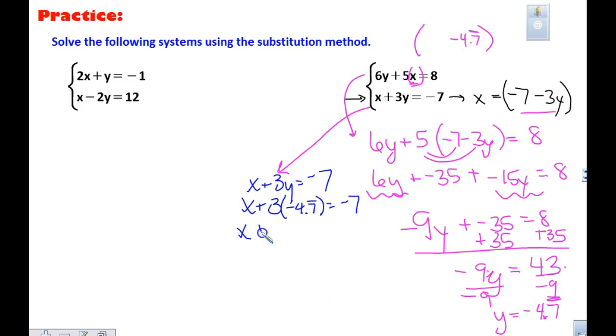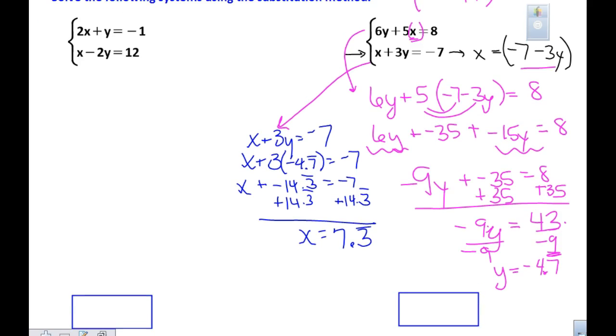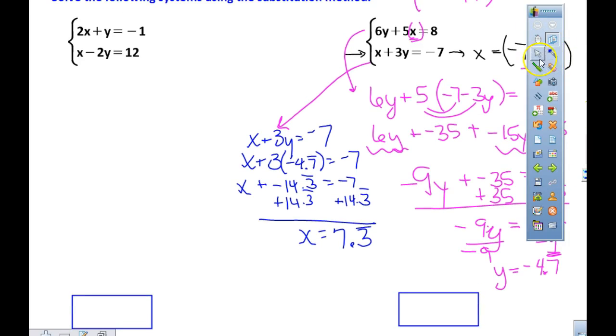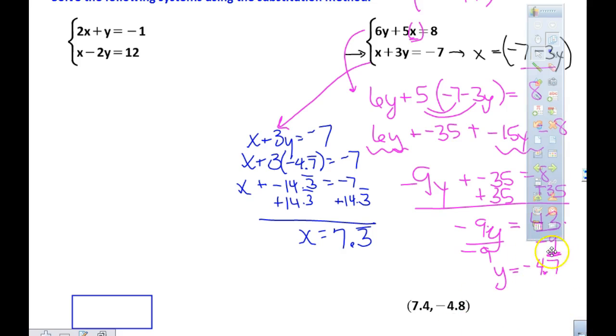So I have x plus negative 14.3 repeating is equal to negative 7. And I am adding that to both sides of the equation. So that when I'm looking at my solution and I add that, I should get 7.3 repeating. And when we go to check our answers, you're going to be able to check them in the back. You're going to be able to check them as you look at the problem. But when we are checking these, they put, instead of 4.7 repeating, they put 4.8.